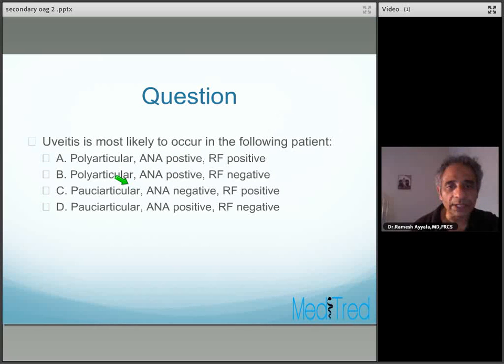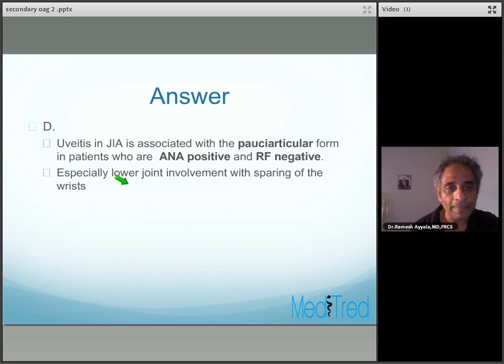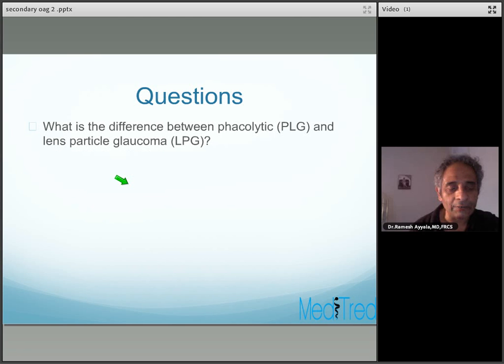Uveitis is most likely to occur in the following patient. Which is the correct answer, A, B, C, or D? Obviously, the correct answer is D. Pauciarticular, ANA positive, rheumatoid factor negative, especially lower joint involvement with sparing of the breast is associated with this condition from ophthalmic point of view.